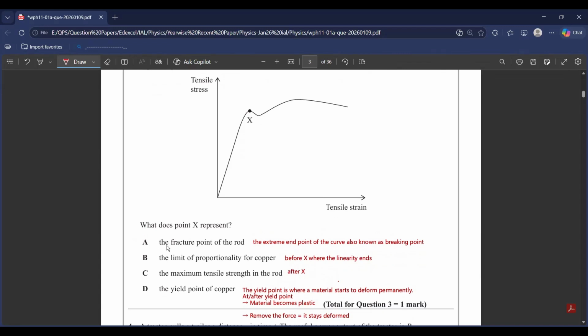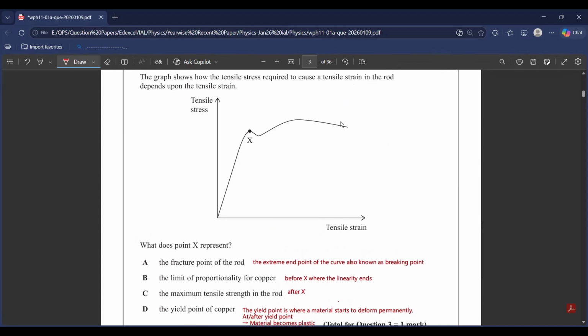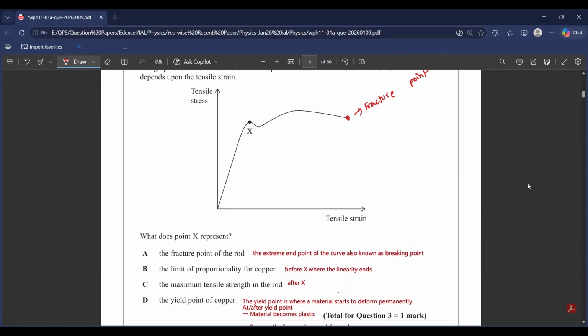First option is given, the fracture point of the rod. Fracture point basically means the breaking point, right? So where would it break? At the extreme end, right? This is the extreme point. After this, there is no graph, which means that after this, my rod is broken. So this has to be my fracture or breaking point. After this, there is no graph, right?